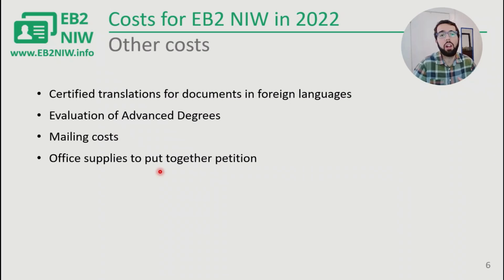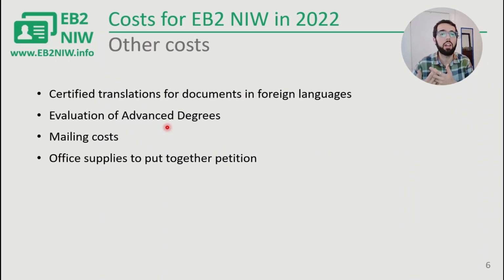Finally, there are what I call other costs. Those are costs that you may or may not need. There are translations: if you have documents from other countries and they are in different languages, then you will want to have a translation to English. If you have an advanced degree, which is one of the requirements for this category, either master's or PhD, then you want to make sure that you get an evaluation for that degree.